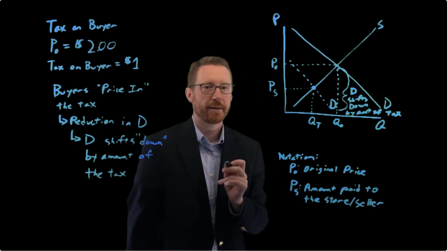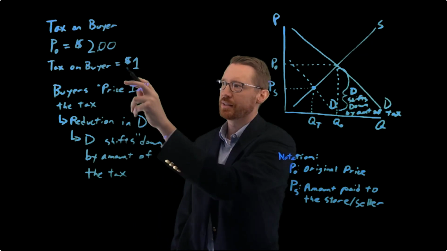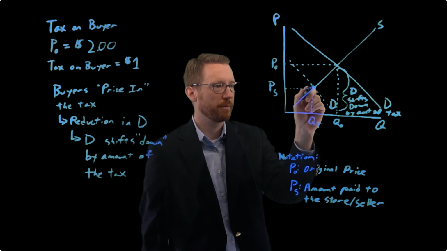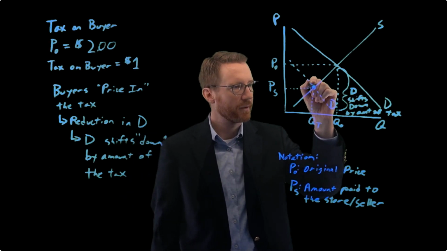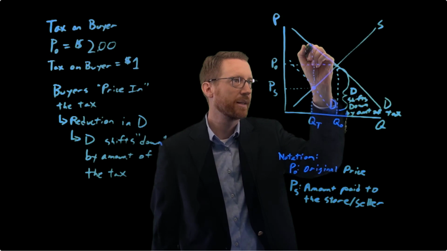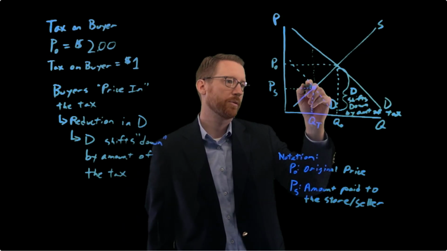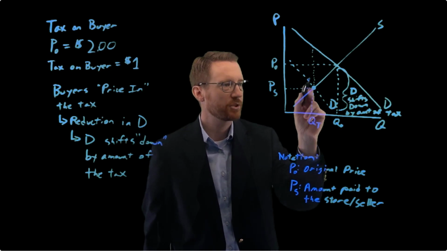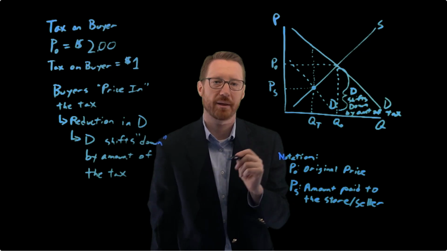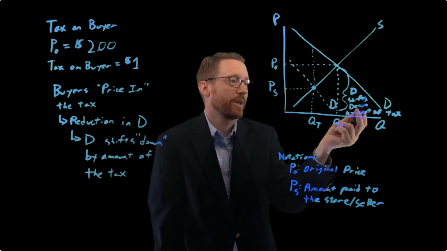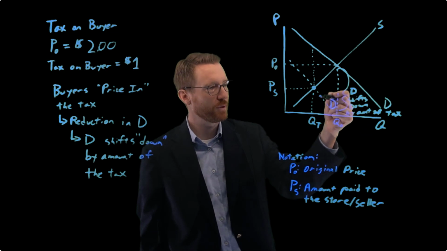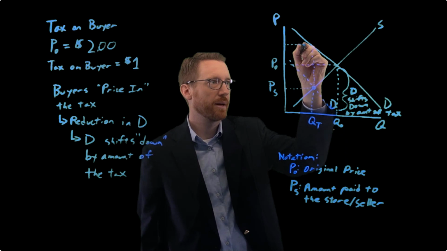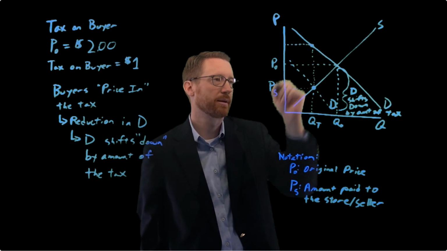But we're not done, right? Because we said that this is a tax on the buyer. The buyer has to pay the tax. So they're paying the store some amount, and then they've got to pay this tax as well. If we find that point, P sub S, and go straight up, how far up do we go? We go up by the amount of the tax. That takes us back to the original demand curve, right? If the new demand curve shifted down by the amount of the tax, then if we add the tax back, we end up back on that original demand curve.